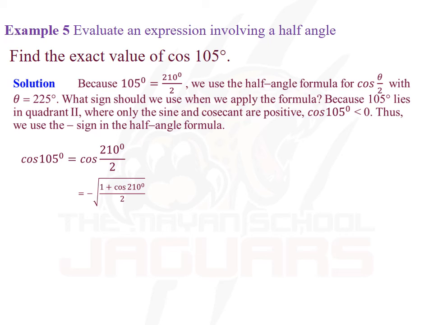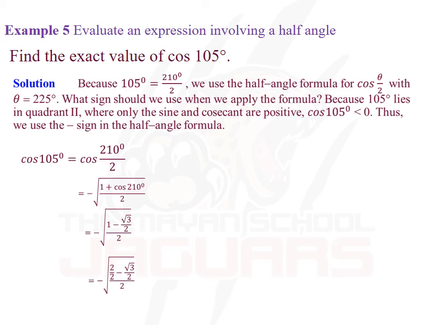Now, how can I know the exact value of the cosine of 210? 210 is a multiple of 30 degrees. And we know by looking at the special angles table that we used before, for the angles 30, 60, 90, that the cosine of 30 is square root of 3 over 2. But since the cosine is negative in the third quadrant, the cosine of 210 would be negative square root of 3 over 2. So this expression becomes negative the square root of (1 minus square root of 3 over 2), everything divided by 2.